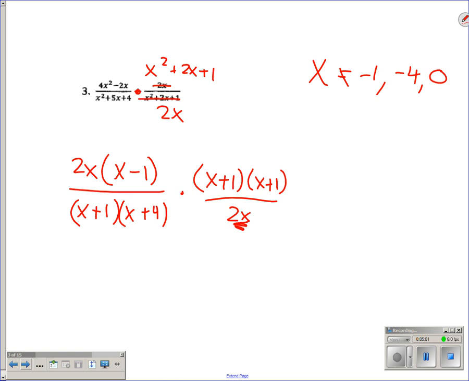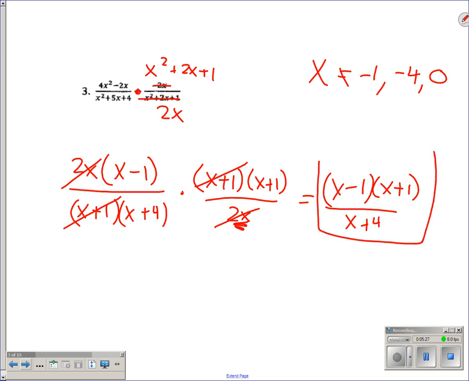Okay, so that's what x cannot equal. Now, just see we can cross out diagonally or up and down. So it looks like we have an x plus 1 crosses out with an x plus 1 here. Looks like I have a whole 2x and a 2x here that crosses out. So then what I'm left with is x minus 1 times x plus 1, and on bottom, x plus 4. And that is my answer.